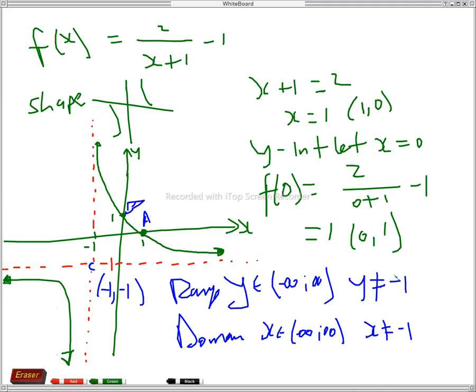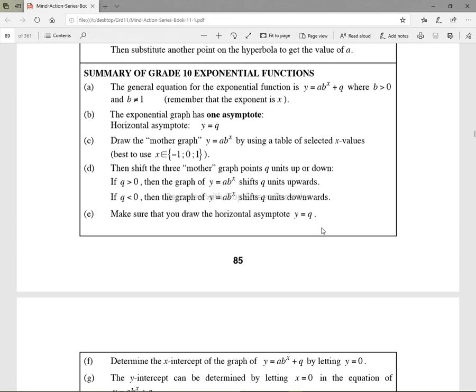So now let's proceed to the last function. After the last function, we will be done with this chapter of functions, and I will also do videos where we answer the previous question papers, so that you can see how our examiners set the question papers. So the next function is exponential. It's the exponential graph.